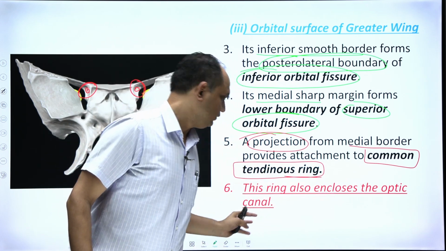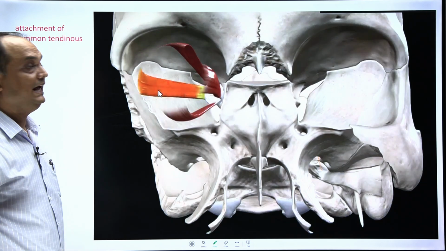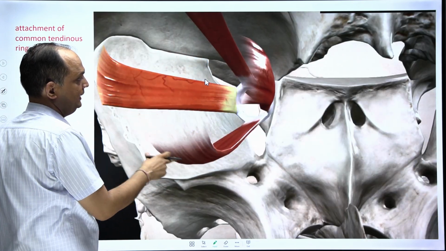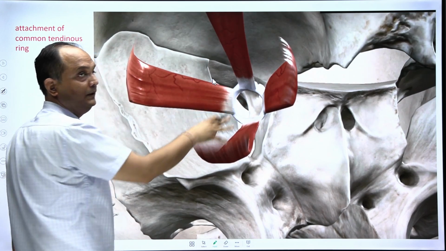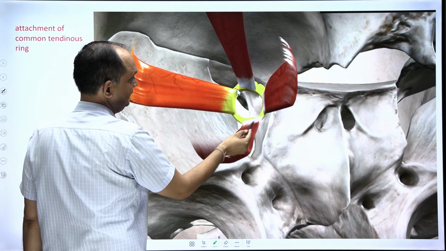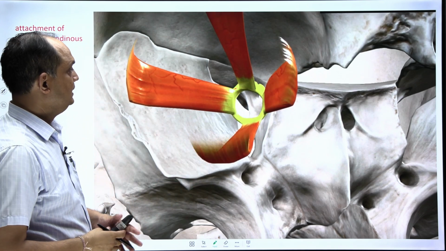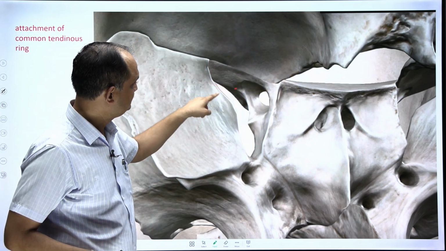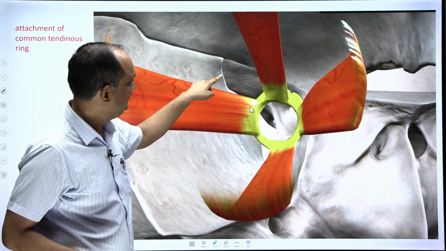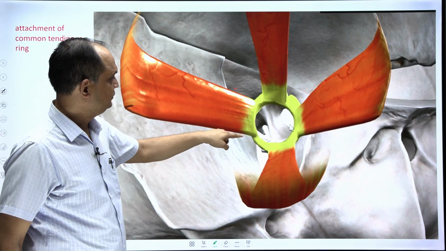So it encloses the optic canal. Now here you can see this is the video clip which will explain more clearly that when you see the orbit and enter into the orbit posteriorly near the apex, you can see that this is the ring. Now this ring is known as the common tendinous ring. This ring is attached on this tubercle, or you can say this projection.